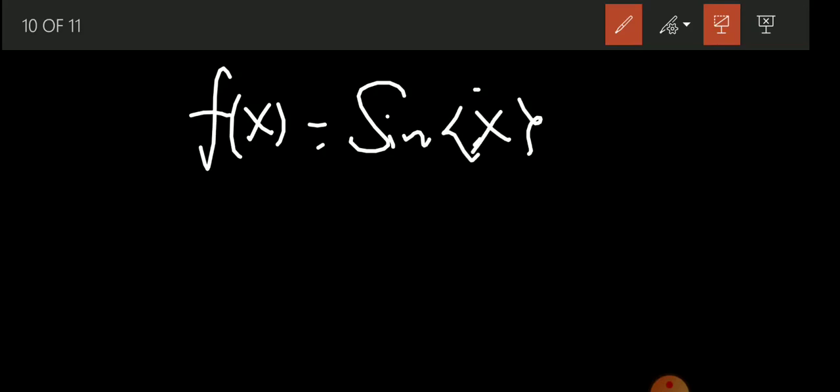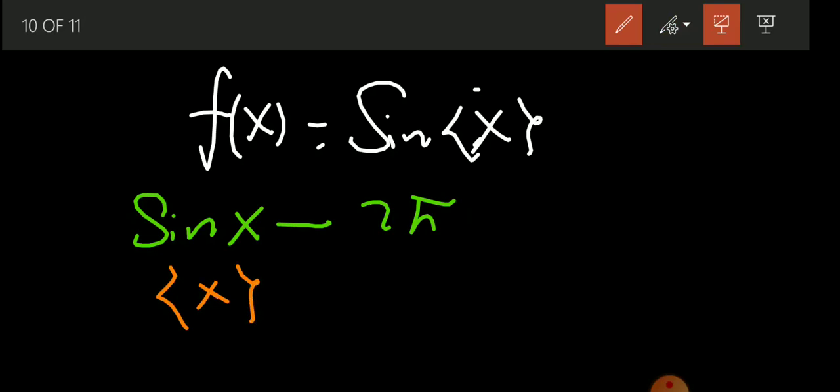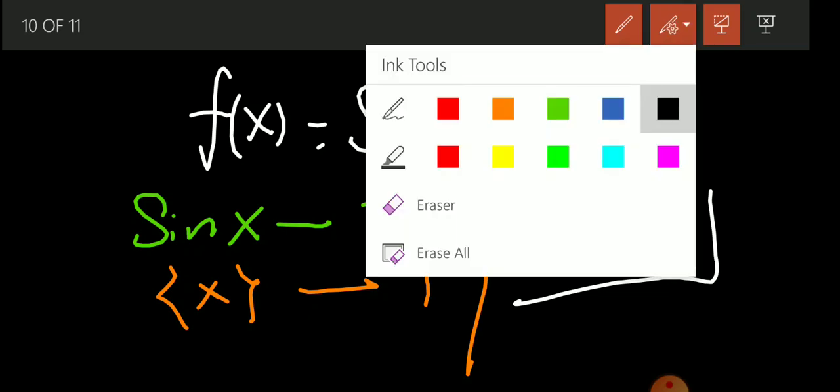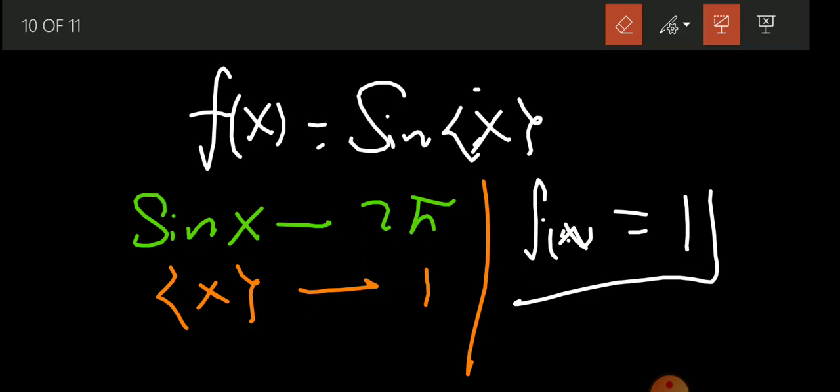We know the period of sin x is 2 pi, while the period of the fraction part of x is 1. So which period is to be considered? The period of f(x) is not the period of sin x. We have to consider the period of the fraction part of x. So the answer is 1. Okay. So the period of this f(x) is 1.